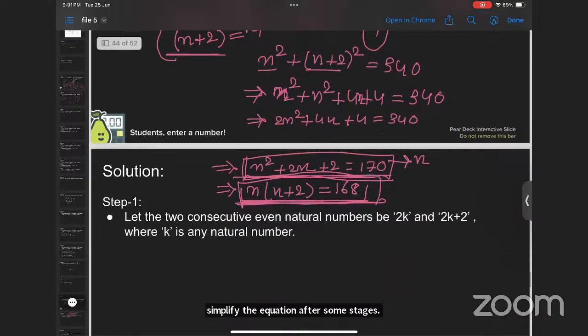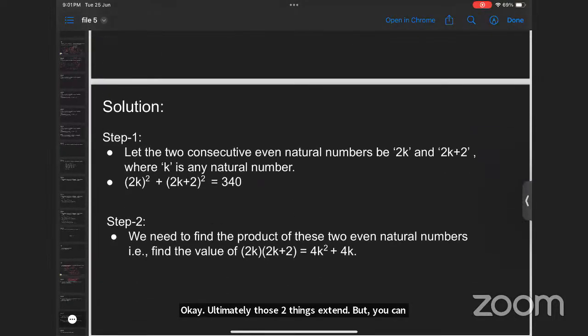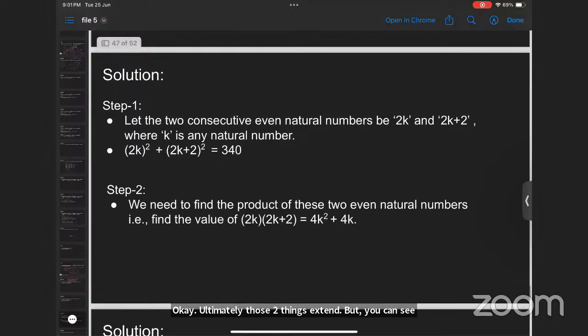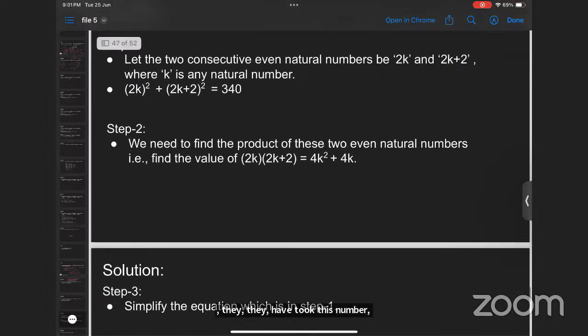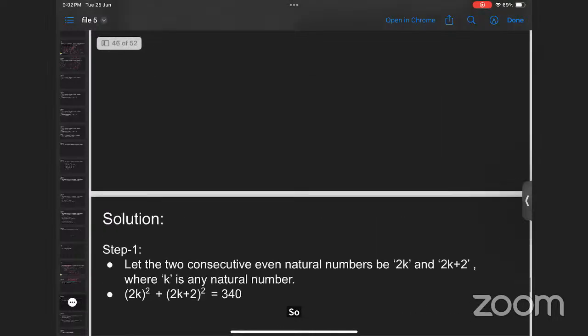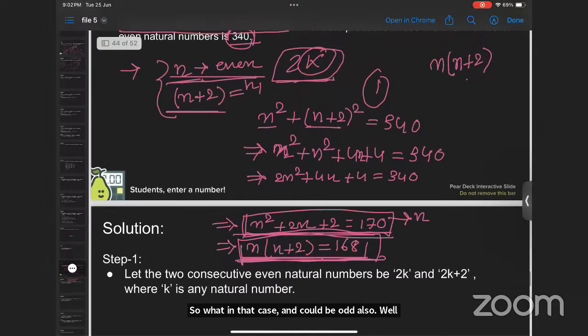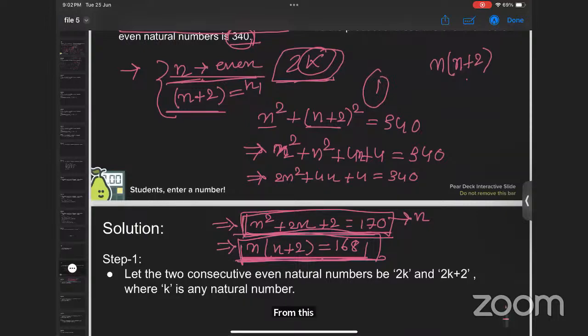Ultimately those two things are the same, but you can see here they have taken this number as 2k and 2k plus 1, and you will get an equation and you just have to simplify this and find the root. But madam, in that case n could be odd also, because you have to take 2k considering that even number. Here we have to make some observation. Since we are taking n as an even number from this quadratic equation, n could be odd also. But when you take 2k, then yes, it would definitely be an even number.